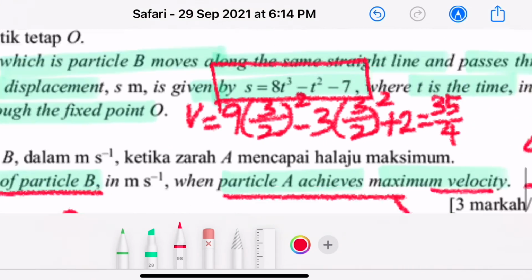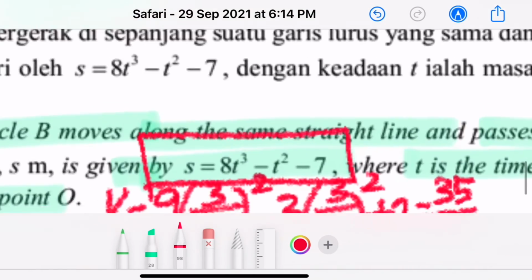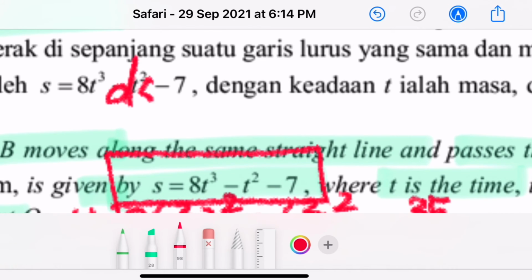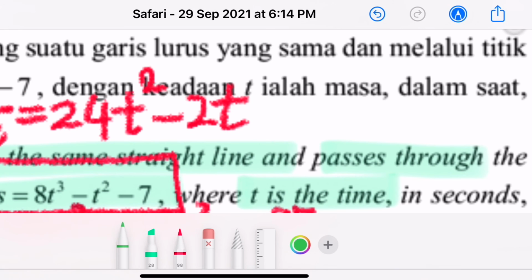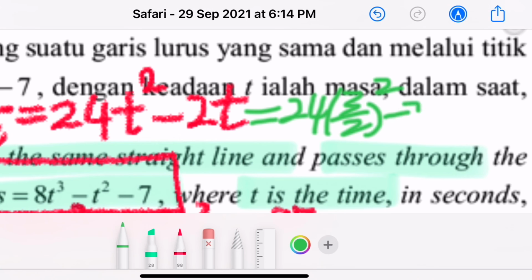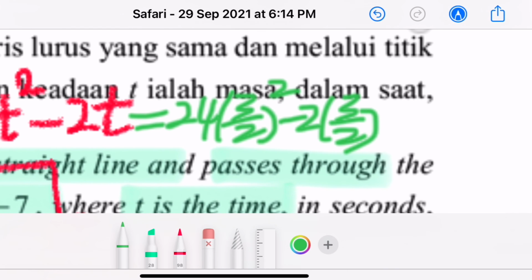And how to find the velocity from s? We will do differentiation to find the velocity. So it's 24t squared minus 2t, and we will substitute the 3/2 into there. So it will become 24 times (3/2) squared minus 2 times 3/2, and if we solve, we will get the answer, which is equivalent to 51 meters per second for particle B.